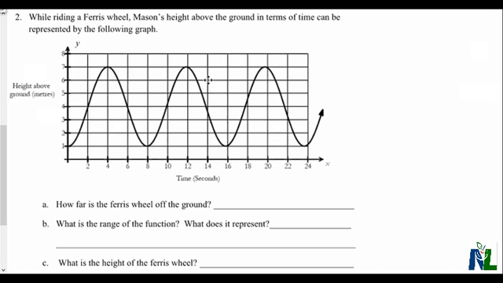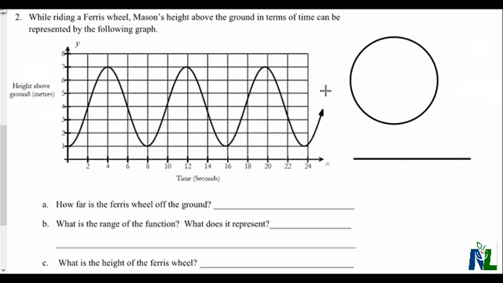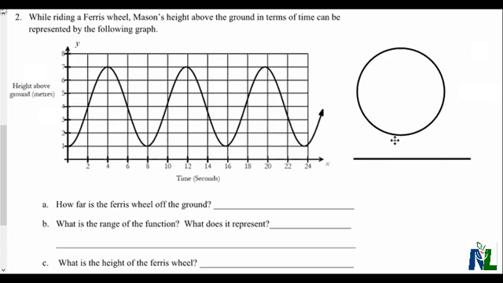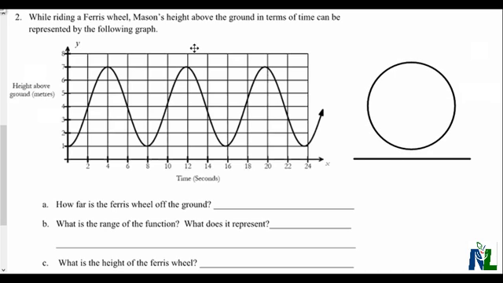So if we think about the Ferris wheel, it would look something like this. So we've got the ground here. We'll call this my Ferris wheel. And we'll need to put in a center on that, roughly about here. And then the Ferris wheel will need some kind of arms to hold it up. So a bit of a crude diagram, but it will suffice for our example. So there's my Ferris wheel. And I want to know how far the Ferris wheel is off the ground.